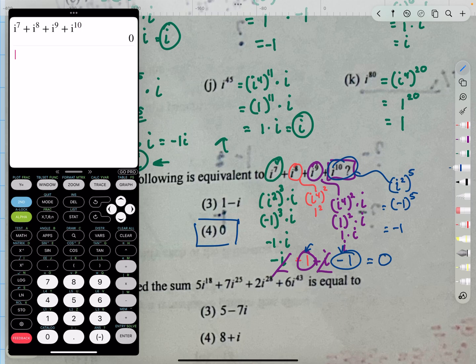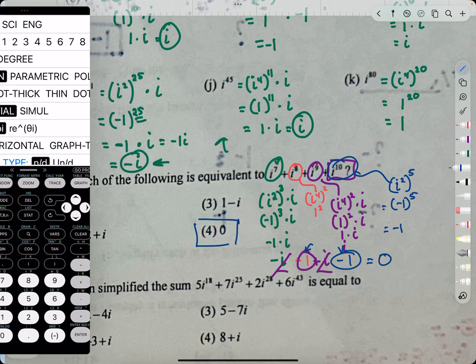Now you can just hit enter. And it did all the math for me. So your calculator will do it as long as you are in the correct mode.